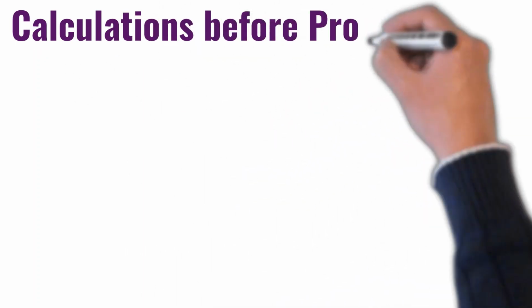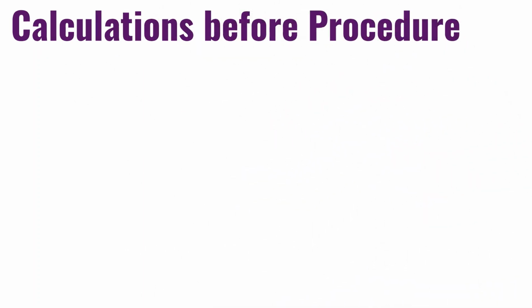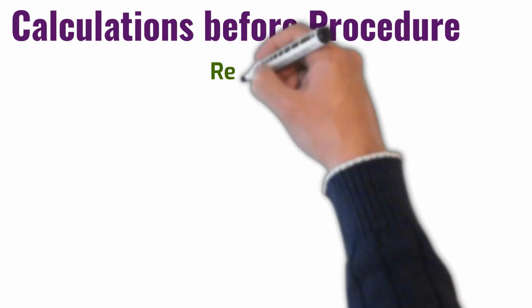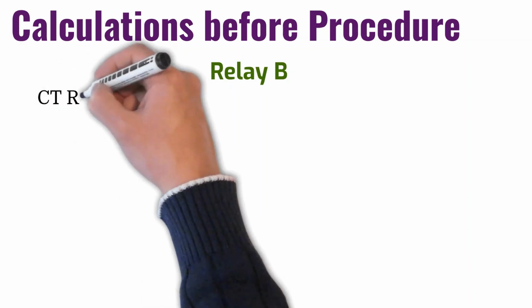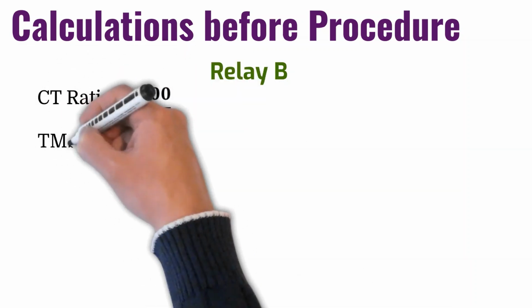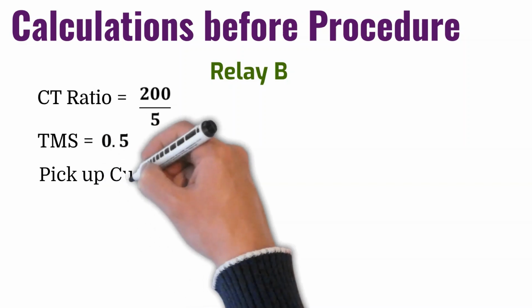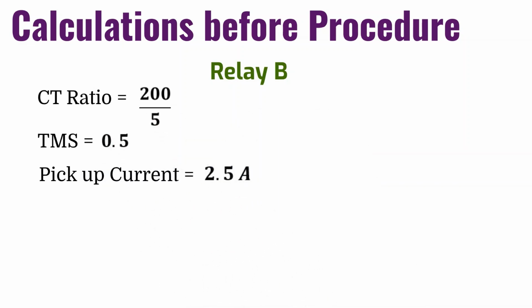But before moving to the procedure, we have some calculations to be done. We have to find the TMS of relay A shown in the model. To find this, first we have to find the operating time of relay B. As the data for relay B, we have the CT ratio, TMS value, and pickup current value.